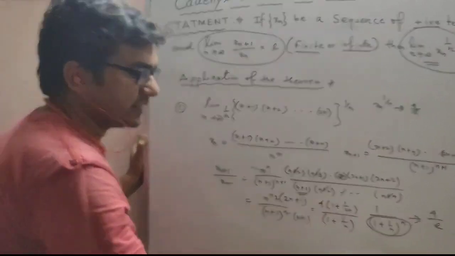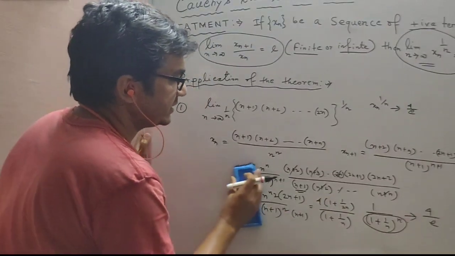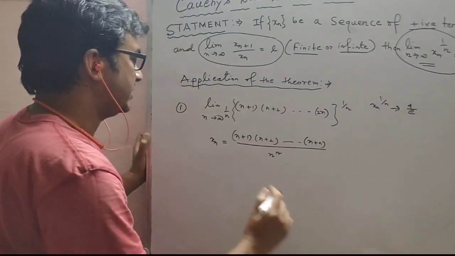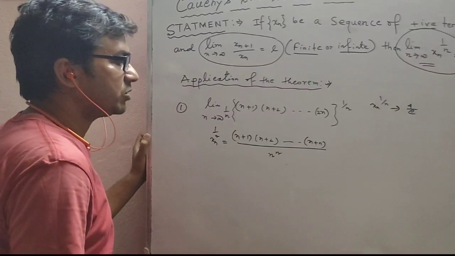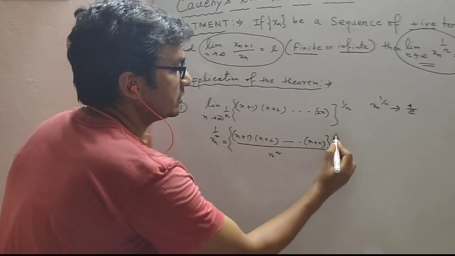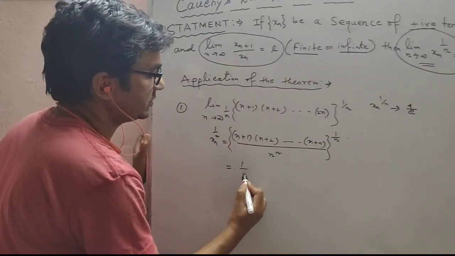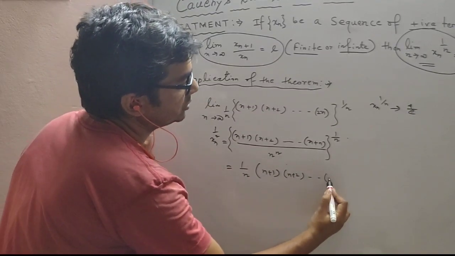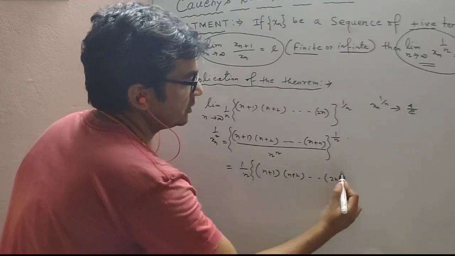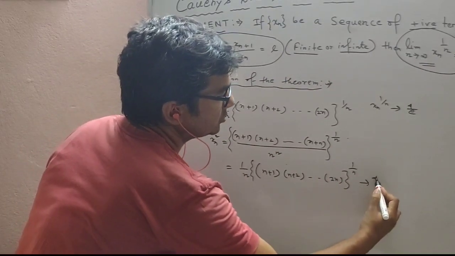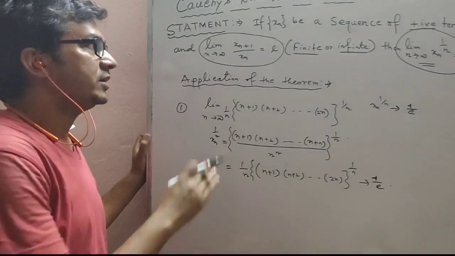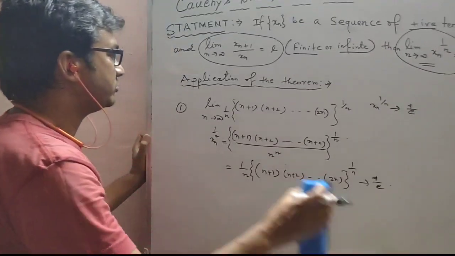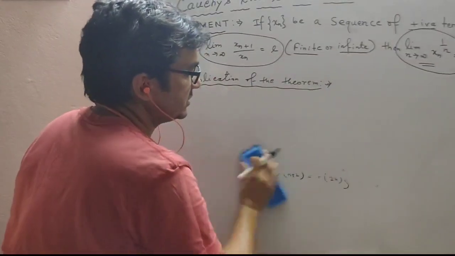So we can say that xn to the power 1 by n, that is, 1 by n into ((n plus 1)(n plus 2)...2n) to the power 1 by n, tends to 4 by e. Okay, this is the use of the second limit theorem. Now go to the second application.